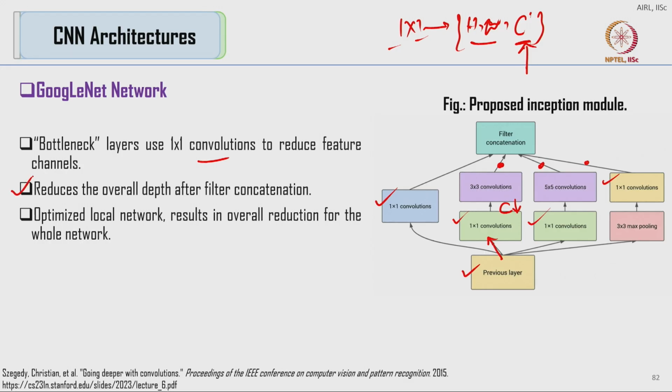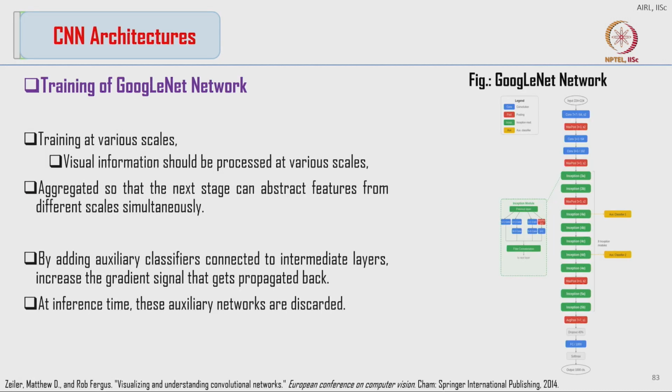Essentially this reduces the overall depth after feature concatenation. So after feature concatenation at this particular level, the overall channel decreases. This optimizes the local network, which is just one module of Inception Net. However, since it keeps iterating throughout the architecture, the overall architecture is more optimized, right.